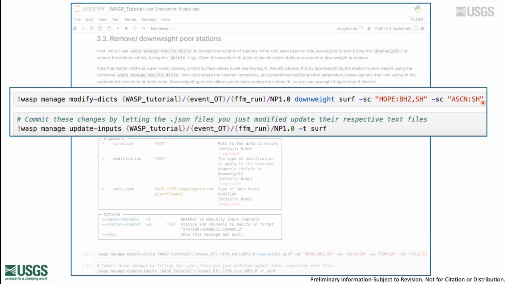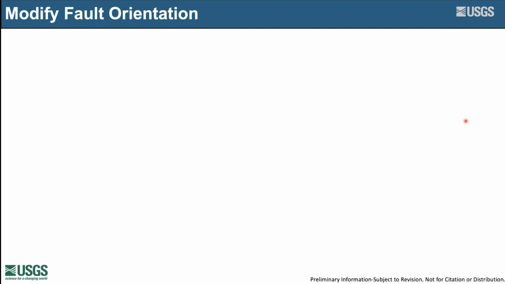And of course, I didn't show you any of the fits for P, SH, or Rayleigh waves, so you're just going to have to believe me that these were good choices to make based on the plots that came out of that initial inversion. We commit these changes using the command wasp manage update inputs, and then you can run another inversion right away. But first, I'm going to show you some other really typical modifications that we generally make and how you can accomplish that yourself using the software.